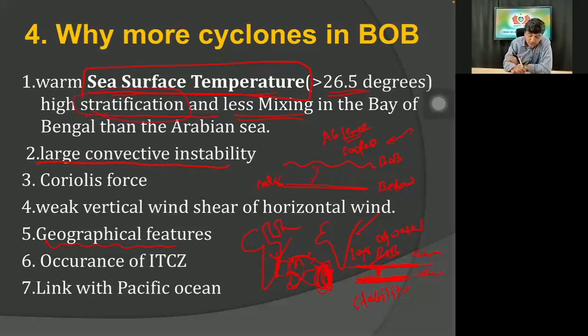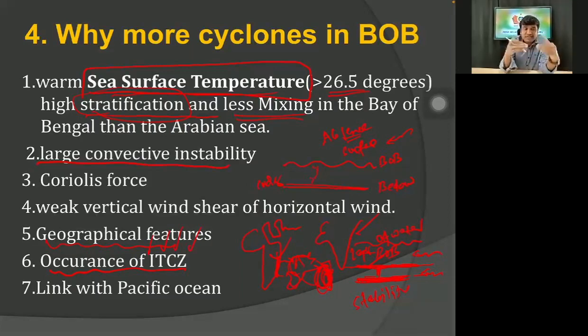And again, the occurrence of ITCZ. Occurrence of ITCZ means when the monsoon will retreat. Generally the monsoon will retreat in the months of October and November, and when the monsoon retreats, we'll have the ITCZ in the Bay of Bengal. ITCZ means intertropical convergence zone, where two trade winds will meet. That zone we call the ITCZ.